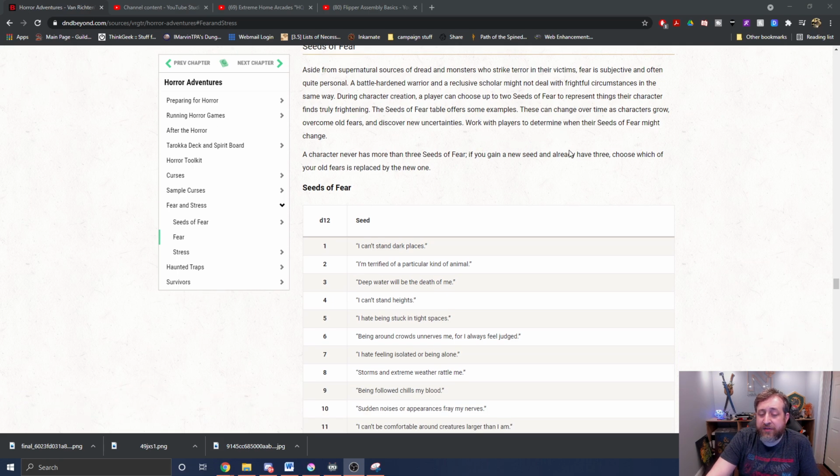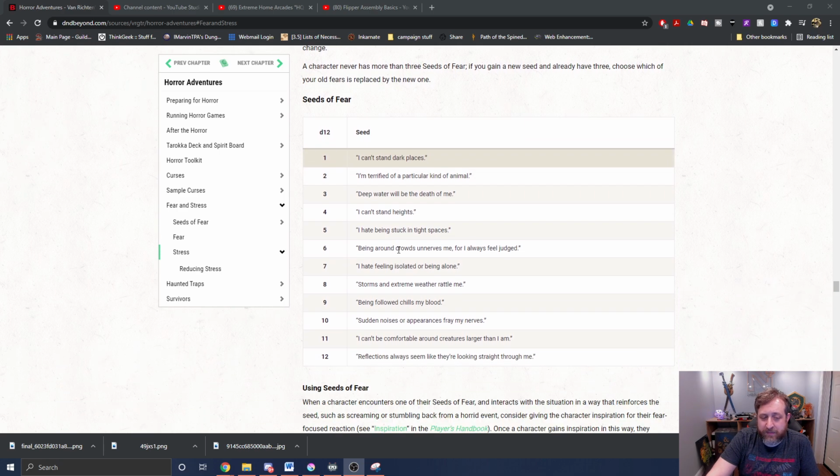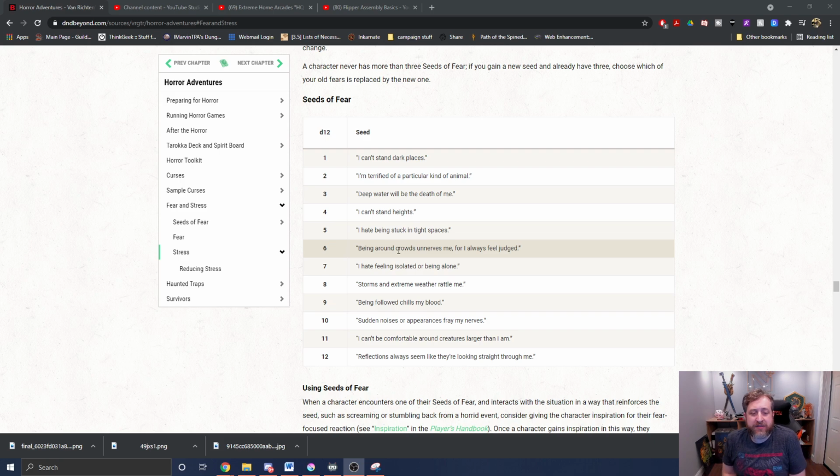A character never has more than 3 seeds of fear. If you gain a new seed of fear and already have 3, choose which one to be replaced. You can see they give you 12 options here. Again, standard stuff, right? Fear the dark, tight spaces, heights, being followed chills my blood. I can't be comfortable around creatures larger than me. There's a variety of different things.